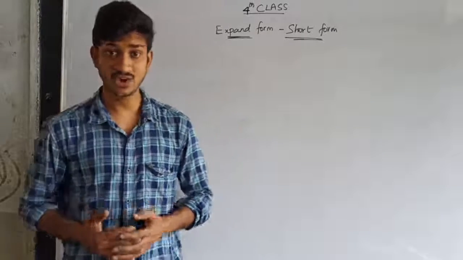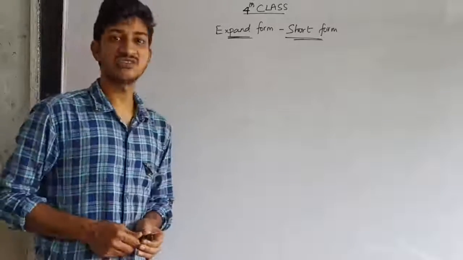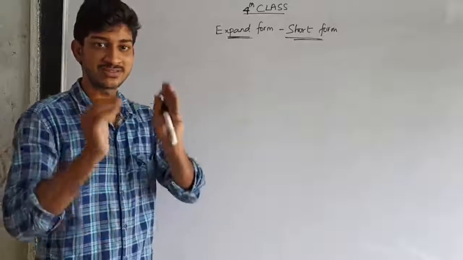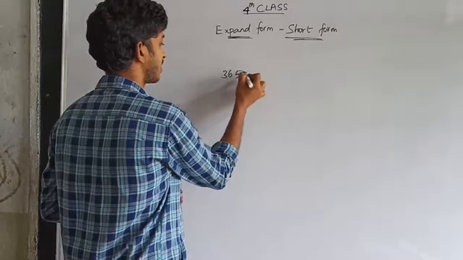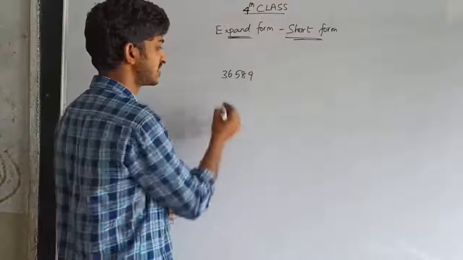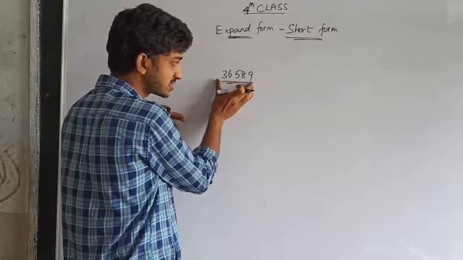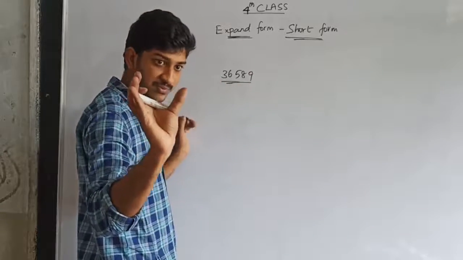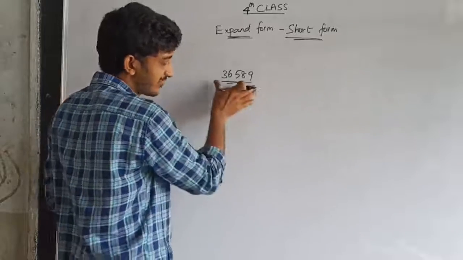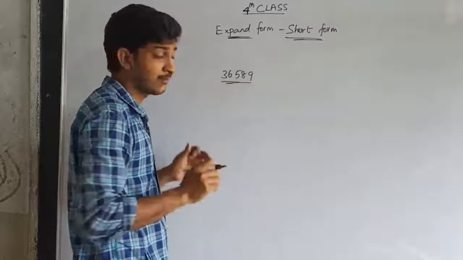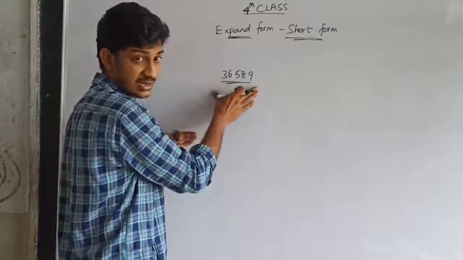Okay children, our next topic is expanded form and short form. See here, expanded form means we have to expand the given number. If this is the number 36,589, we have to expand this number. If you look at this number, this is this much amount. So we have to expand this number into larger quantities. The value is the same after expansion, but we have to write it in expanded form.